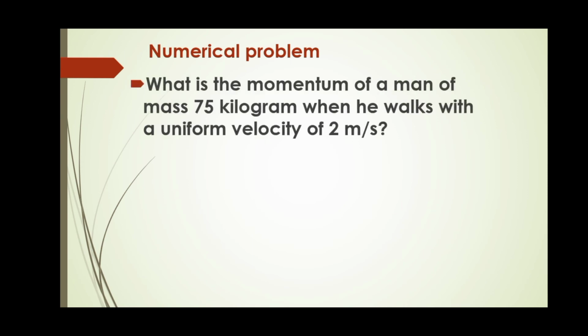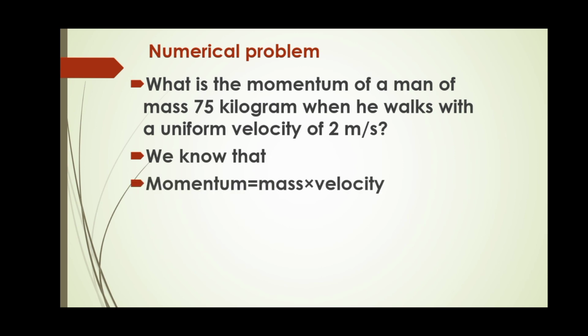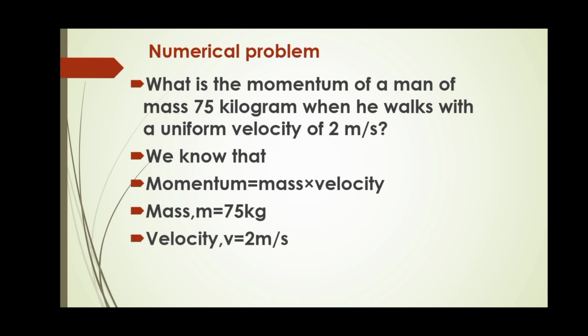Now, let us have a numerical problem. What is the momentum of a man of mass 75 kg when he walks with a uniform velocity of 2 meters per second? We know that momentum is equal to mass into velocity. Mass m is equal to 75 kg. Velocity v is equal to 2 meters per second.